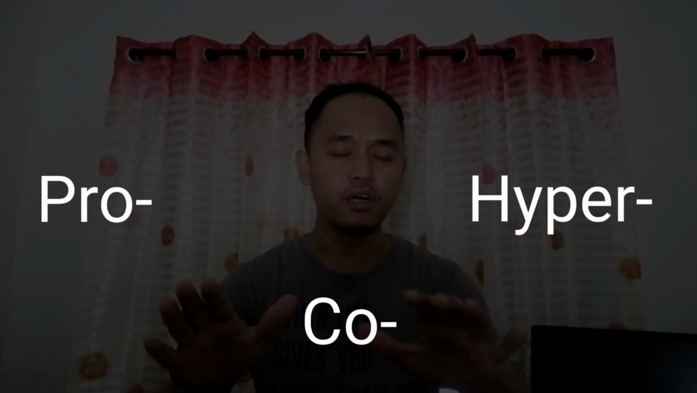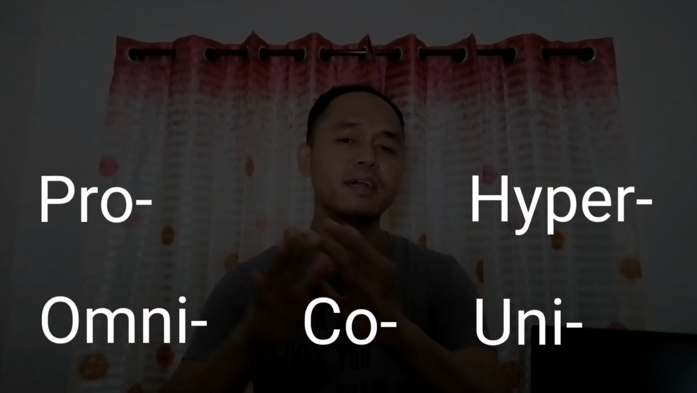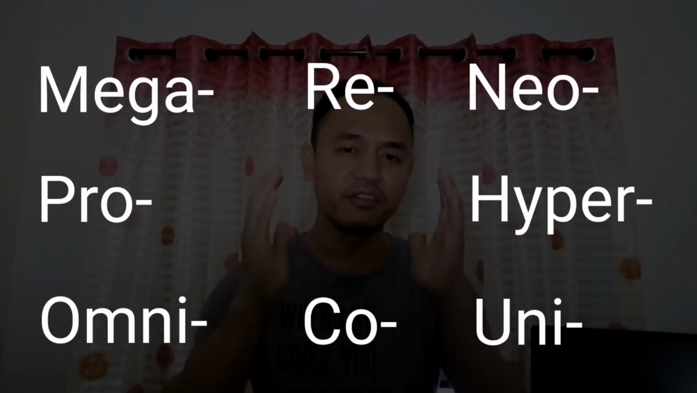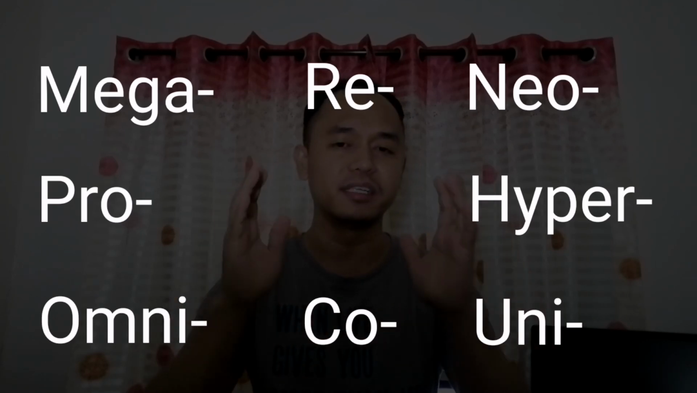So the fourth step is to find and research nice prefixes and list them down. So for this video, we'll use pro, hyper, co, omni, uni, mega, re, and neo. And later, we'll use these prefixes in creating business names. So these are just examples of prefixes you can get. You can research on that one on the internet and list them down.